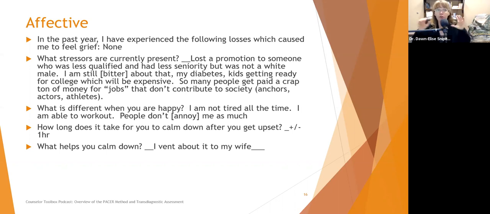So he is already looking for a rationale, a reason that who he is could be the cause. He says, I'm still bitter about that, and I have bitter in brackets because that's not the word he used. My diabetes is currently a stressor because it's not getting better, and he doesn't like the amount of insulin that he's on. His kids are getting ready for college, which will be expensive. He's more than happy to have them fledge and launch, as they say now, but he recognizes that even with scholarships, college is going to be expensive.